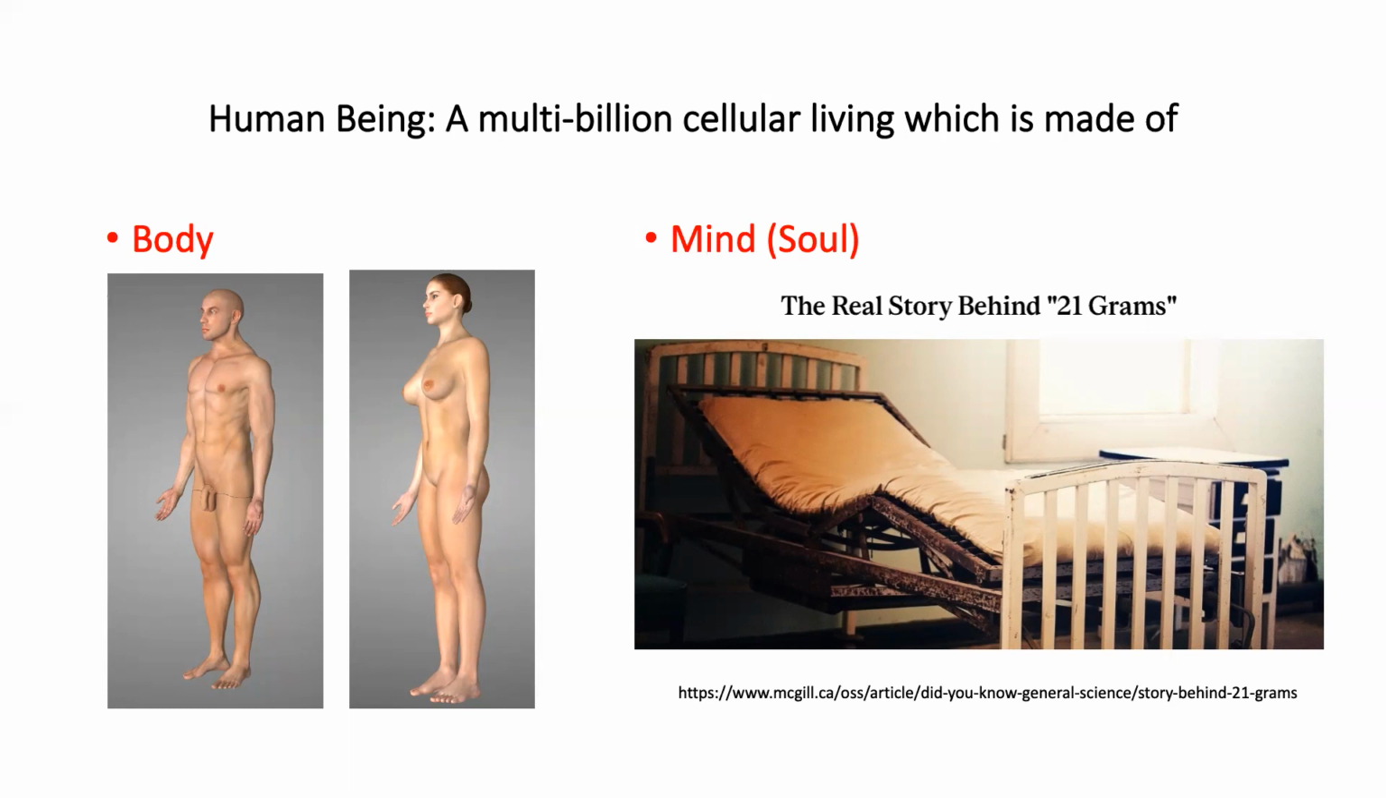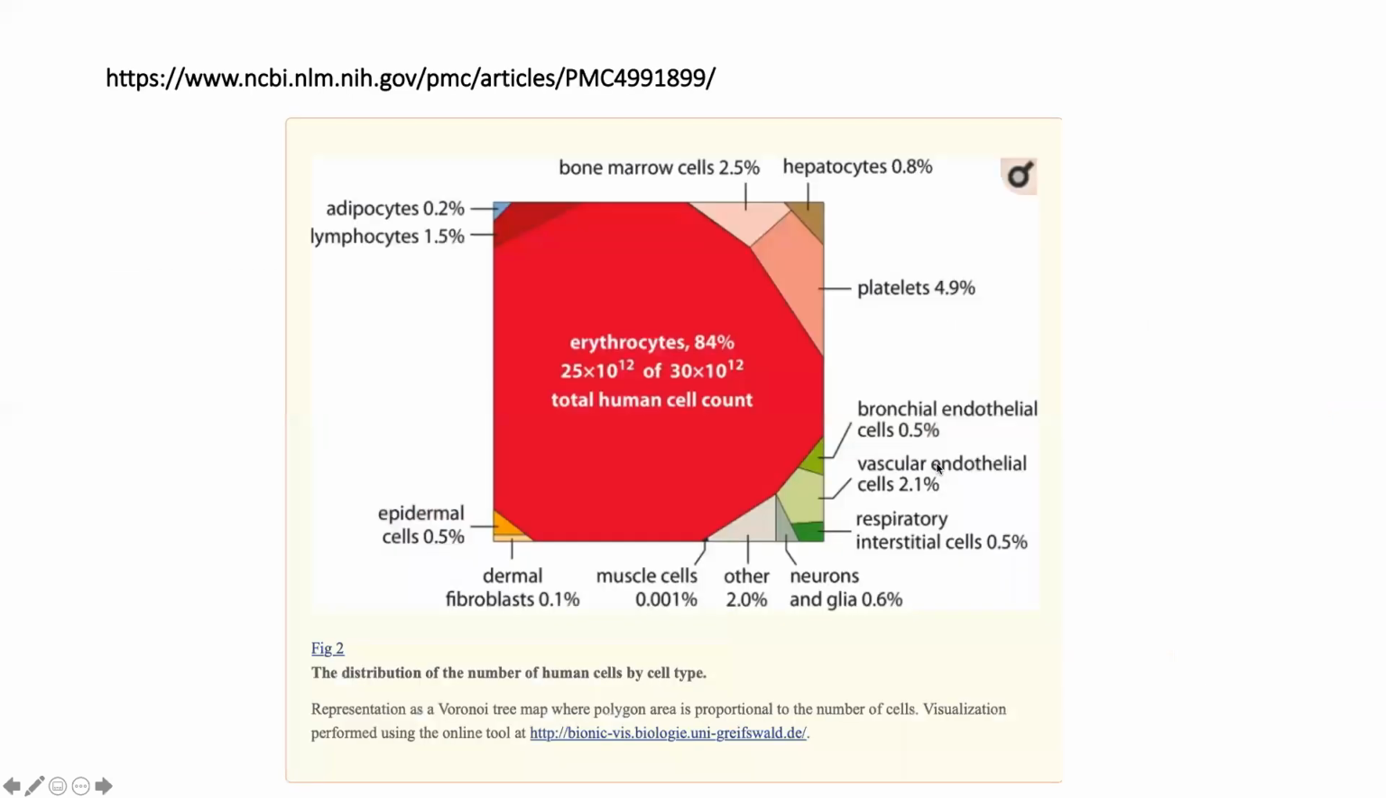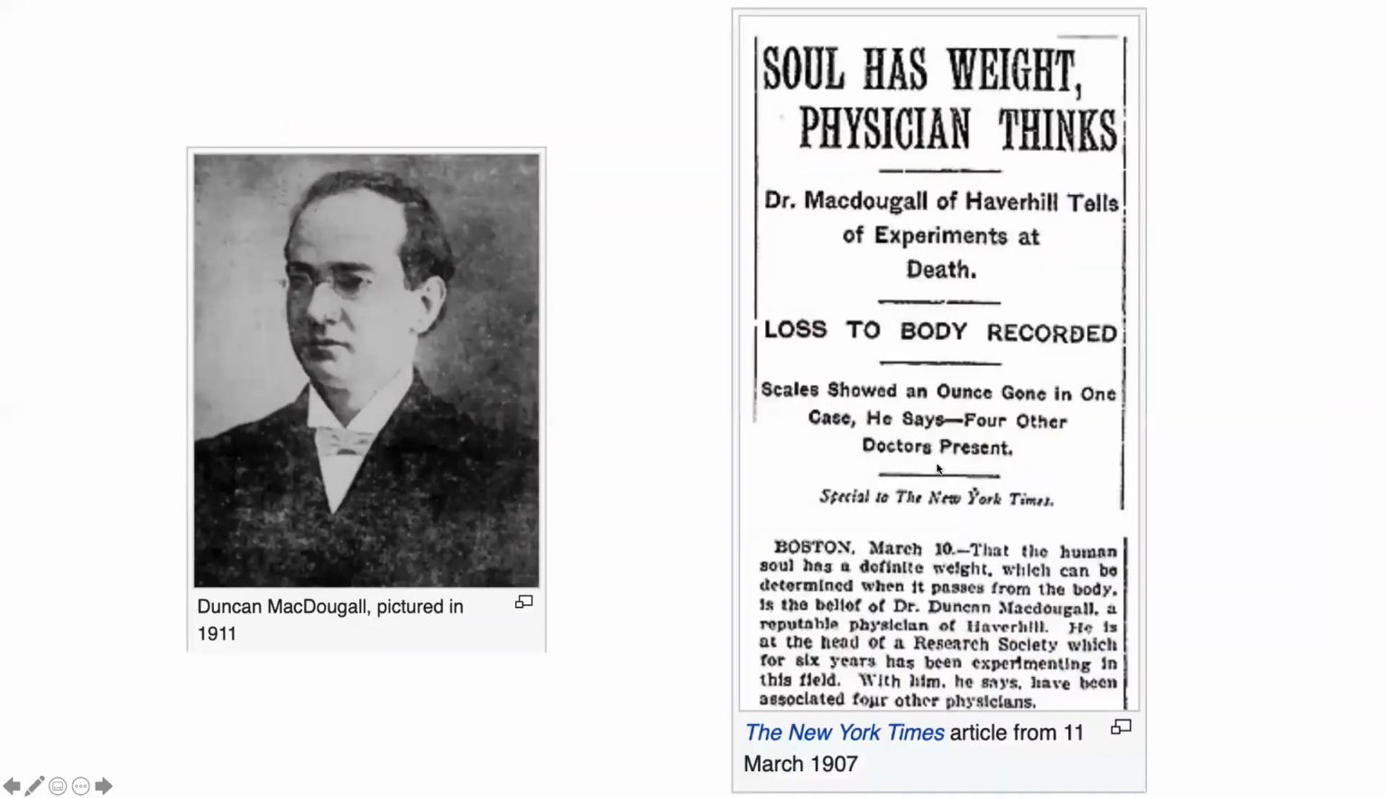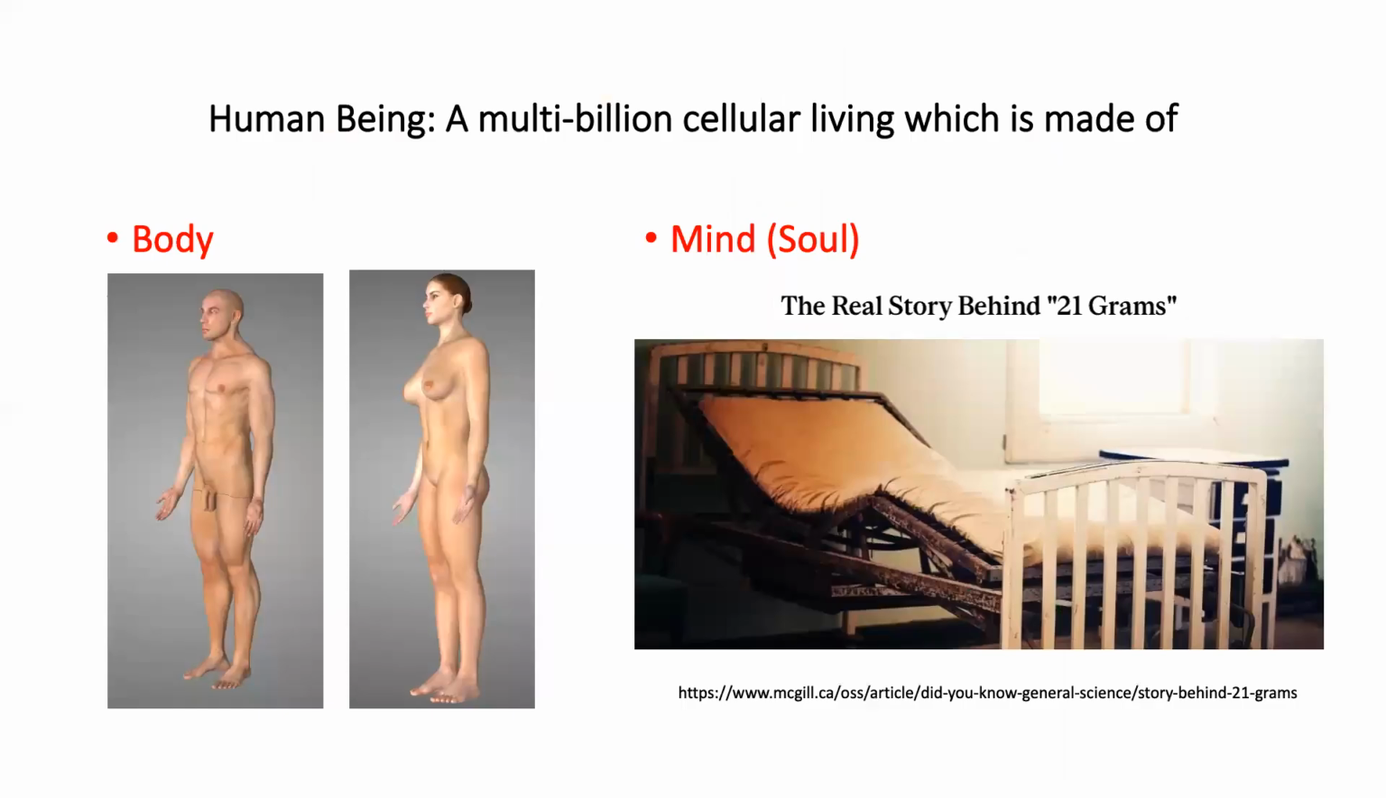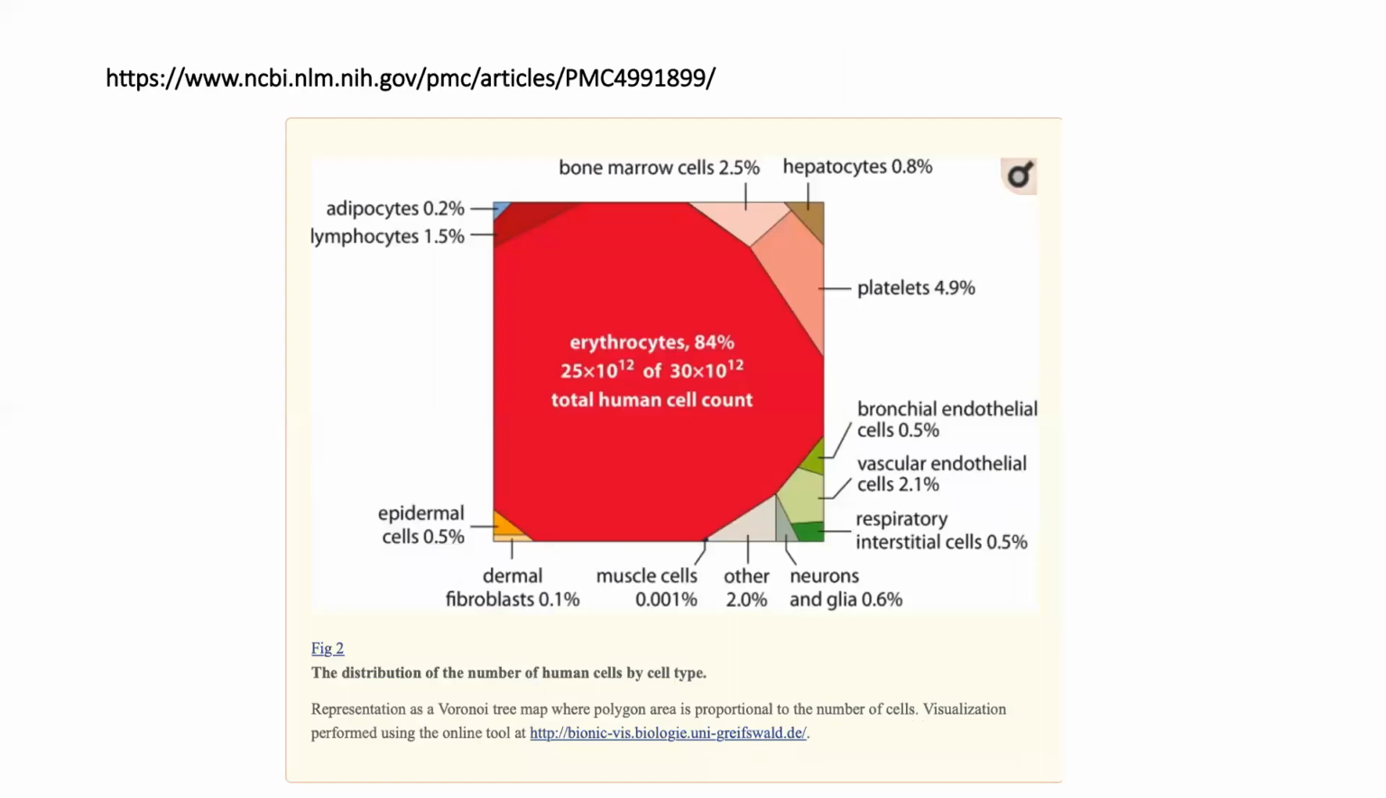A human being, in general, I will say, is made of body and mind, or body and soul. This is just a little joke: in 1907, look at that, this New York physician tried to weigh the human soul. Of course, no one accepted that, but it's not a bad thing to know.